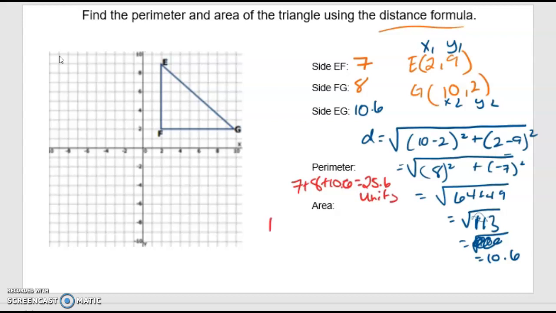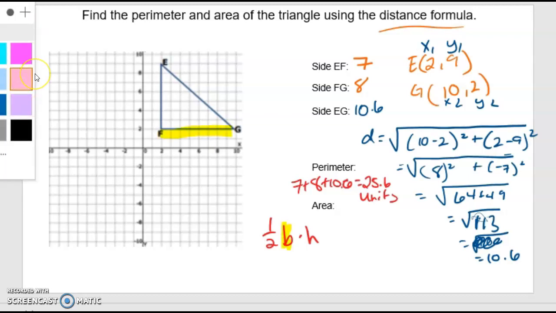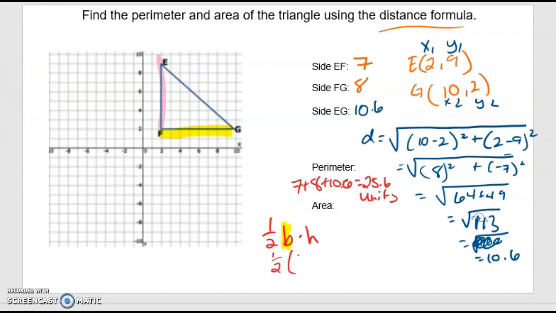For the area of a triangle, it's 1/2 base times height. So the base is this bottom piece here, and the height is going to be this vertical piece right here. Well, we already have those distances, so we have 1/2 times 7 times 8, which ultimately equals 7 times 8, we know is 56, times 1/2 is 28. And again, we don't have any units here, so I'm just going to write them as units squared. Okay, area is always units squared.